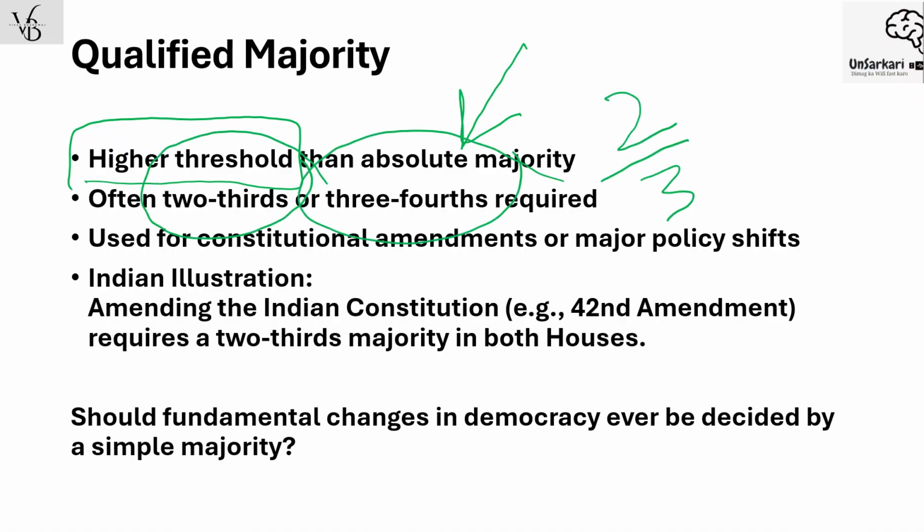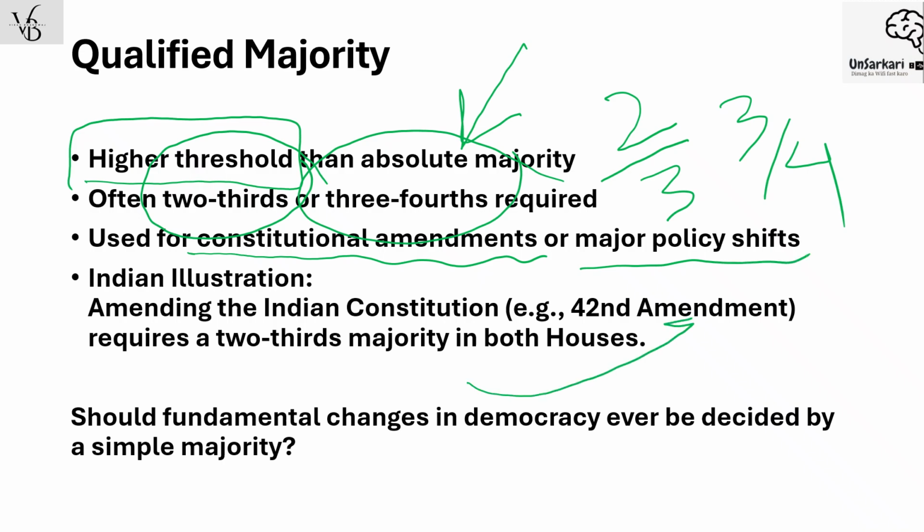2/3, that is around 75% you can say, and even 3/4. So that is how it is. 2/3, not around 75% I should say, but more than 60%, and 3/4, maybe around 75%, used for constitutional amendments or even major policy shifts. So the Indian example is the amending of the Indian Constitution. Do read about the 42nd Amendment Act, which required a 2/3 majority in both the houses.